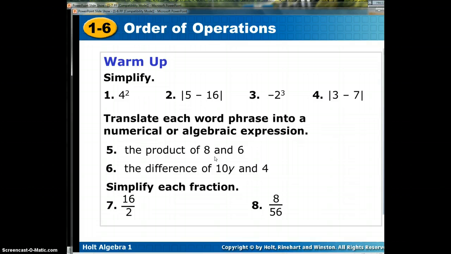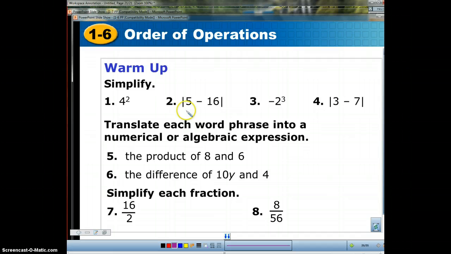I just want to point out a few things on this. So number one, I think you should be able to do. I want to point out on number 2, these are absolute value symbols, and you have to do what's inside the absolute value symbols first. 5 minus 16 is negative 11. Then when you take the absolute value of it, that returns a positive value for an 11. Same thing on number 4. 3 minus 7 is negative 4, and then when you take the absolute value of that, you get 4.